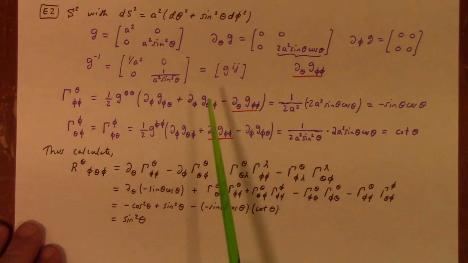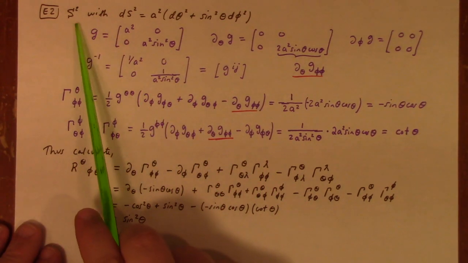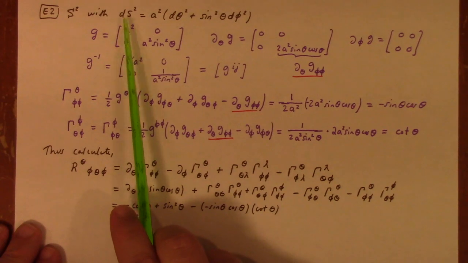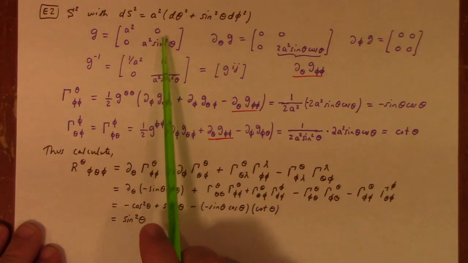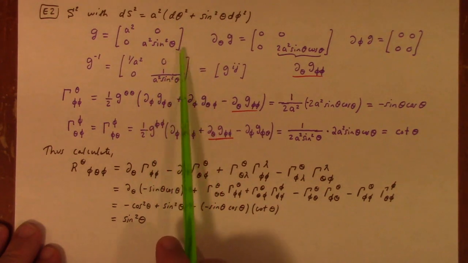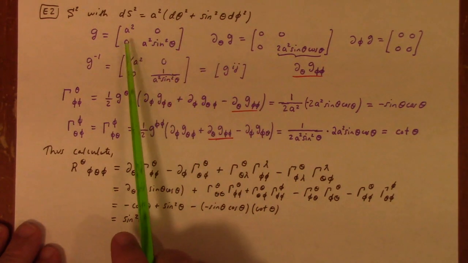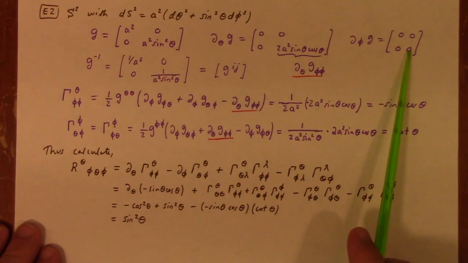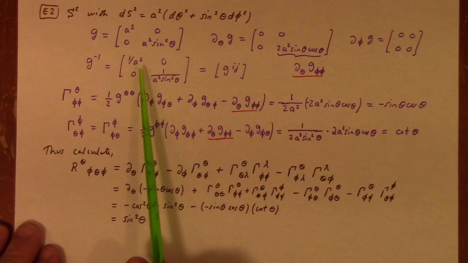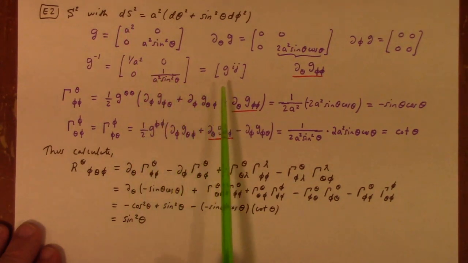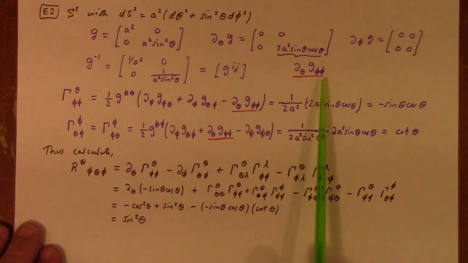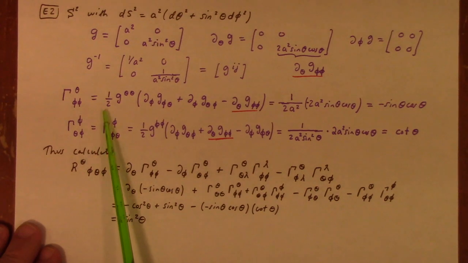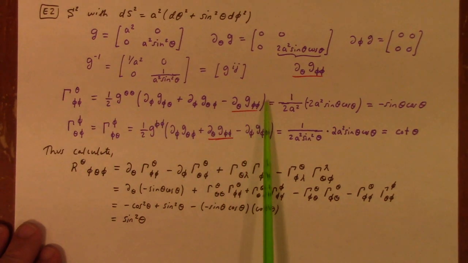So let's see here. Example 2 is a sphere with, well, Carroll calls this the round metric. And so here are the components for the metric: a squared and a squared sine squared theta. And so if I take the derivative, I get this and that. The inverse metric, you just flip the diagonals, so you get that, right? So really there's only one interesting derivative to look for, which is partial theta g phi phi. And so when I calculate the connection coefficients here, there's only this term to really look at.